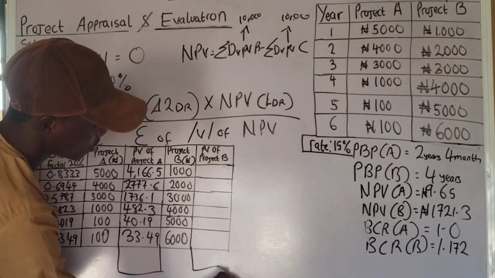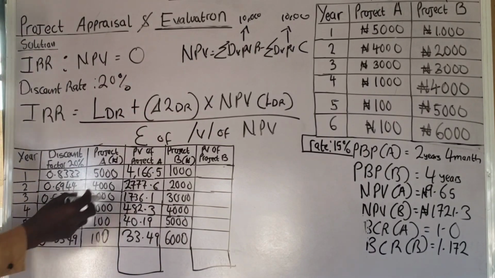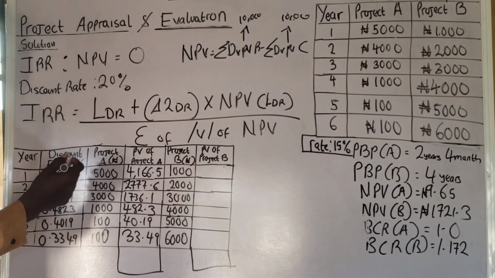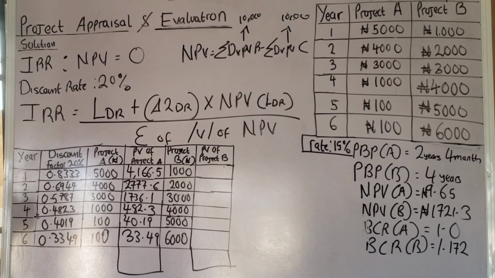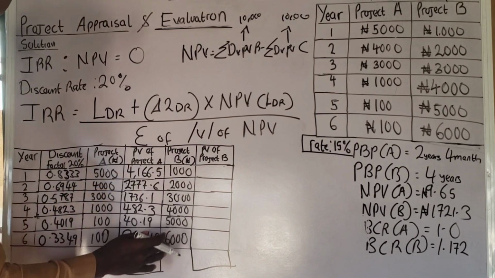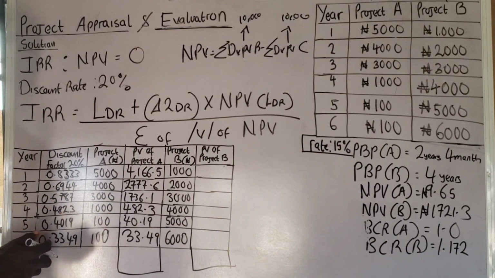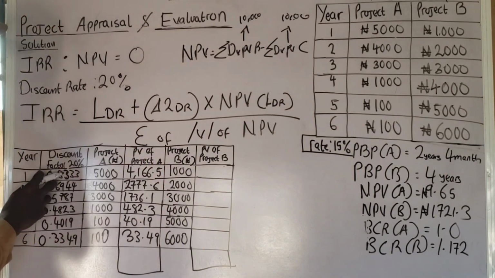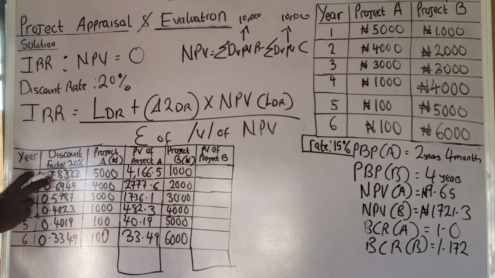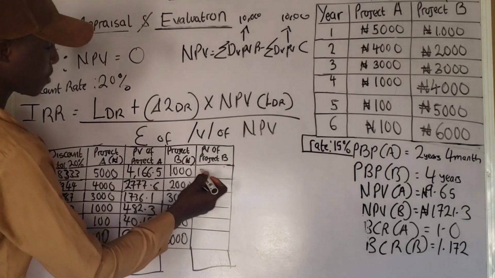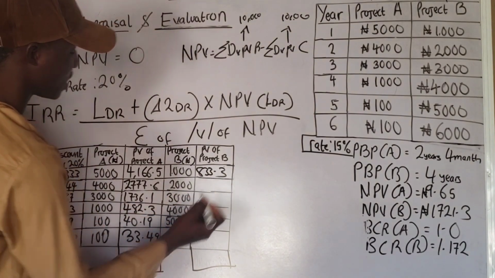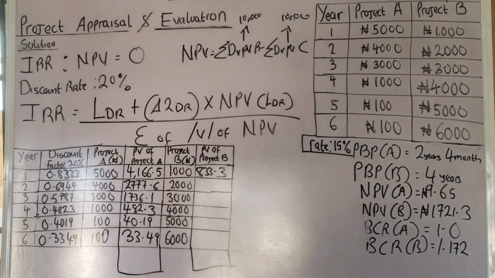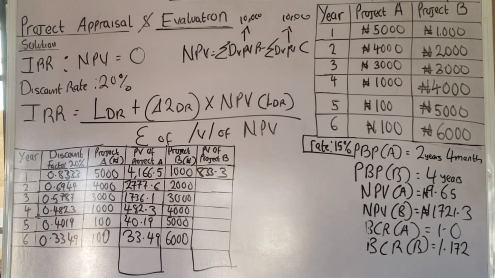And this is for project B. Now let us also get the product of the present value and the discount rate of project B. I'm still going to use this discount rate to multiply all the income stream of project B. So for the first one, I'm going to have 1,000 naira multiplied by 0.8333, which is 833.3. You understand? So for the second one, we're going to multiply 2,000 naira by 0.6944.